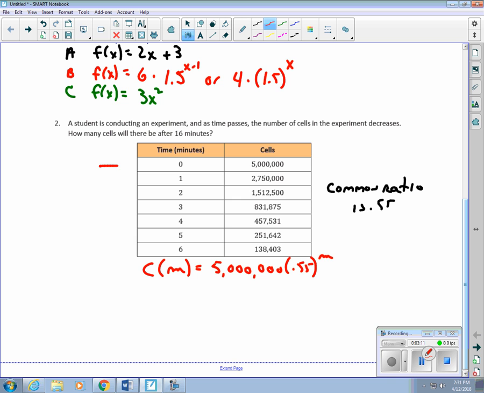That's because I'm starting with my y-intercept. If I started at time 1, then I would have to the m minus 1 power. Okay? So that at C of 16, I would have 350.57 cells. Okay? All right, going on.